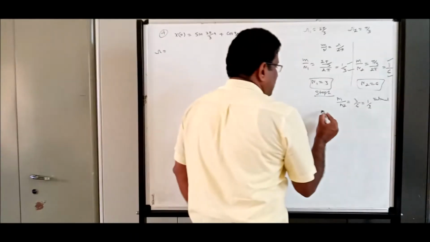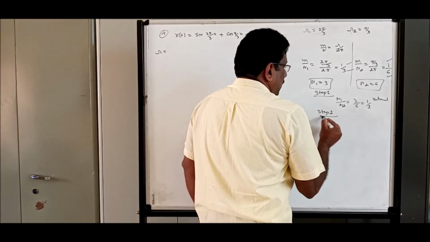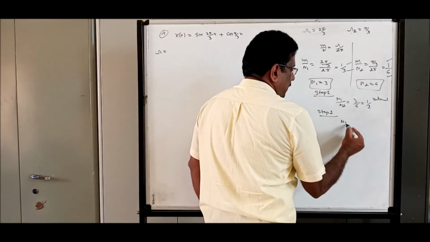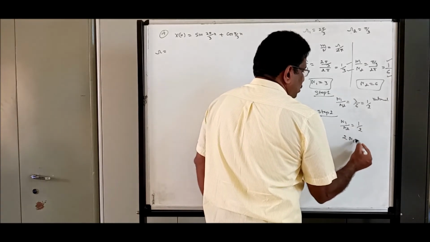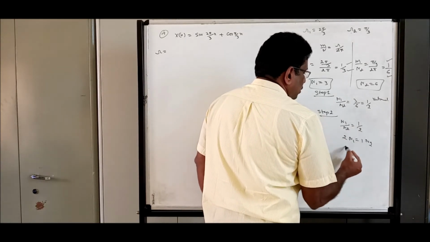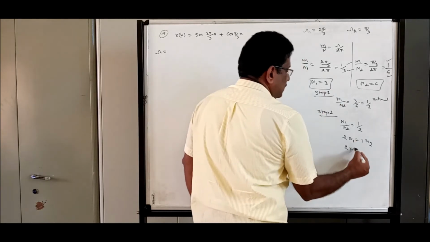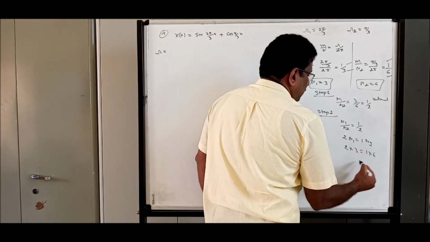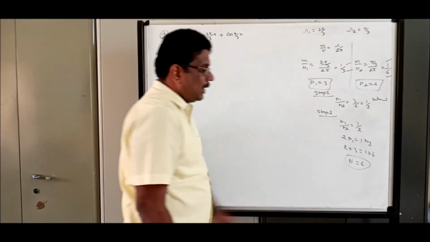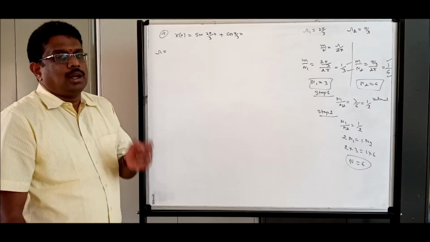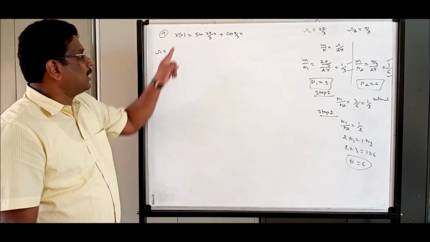Now how to find its period? Step 2. What is your step 2? Just cross multiply. N1 by N2 is equal to 1 by 2, which gives 2 N1 is equal to 1 N2. 2 into N1 is 3, or 1 into 6. The final answer is 6, which is N is equal to 6. N is equal to 6 is the final time period of x of n.